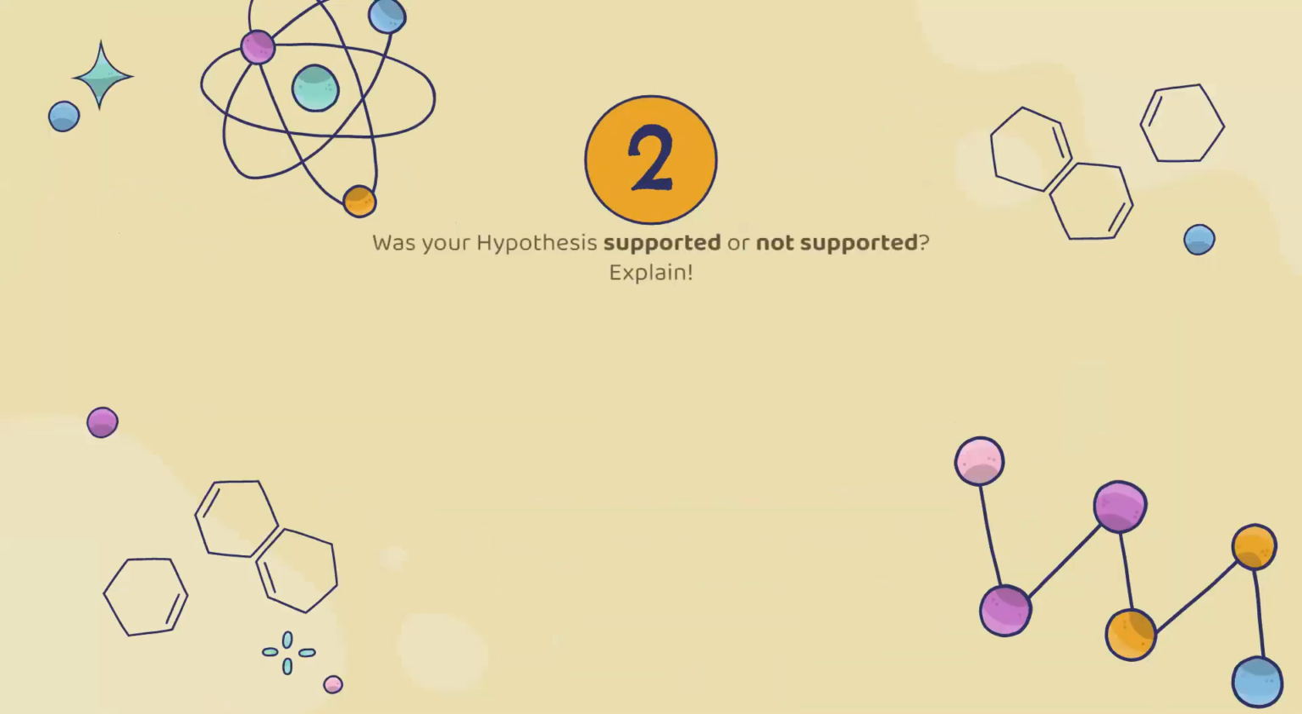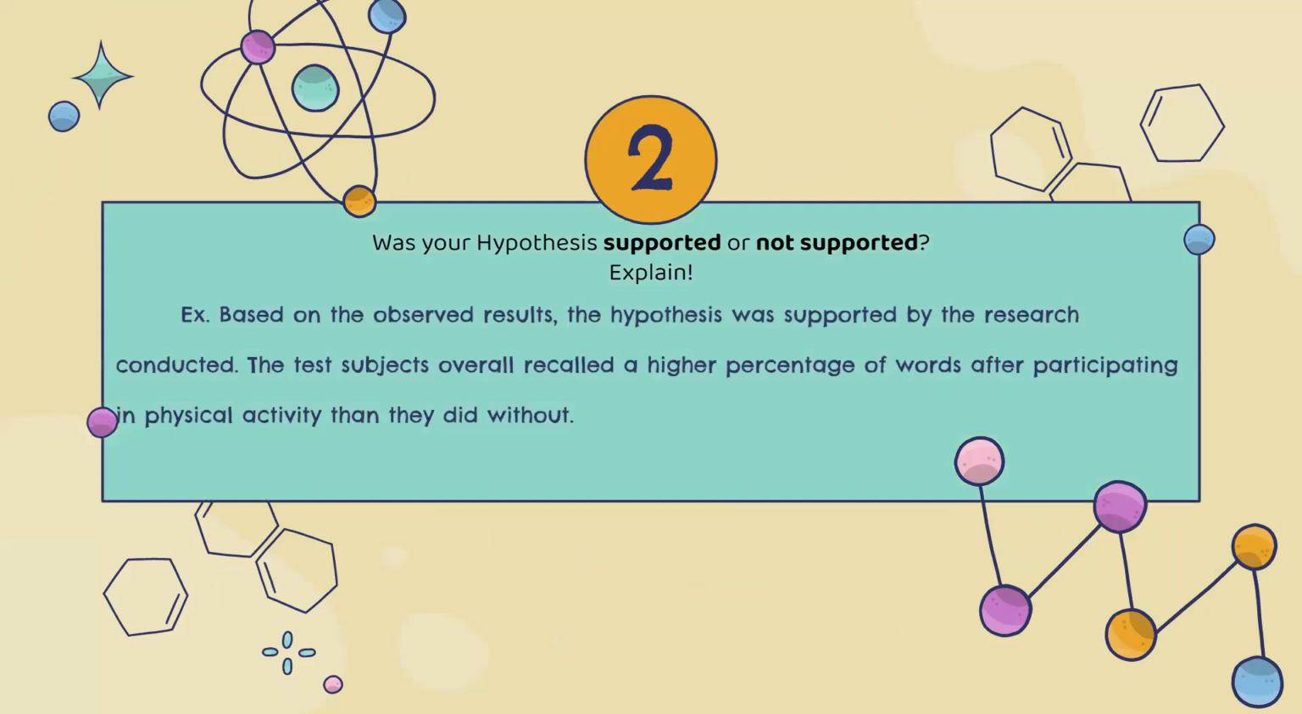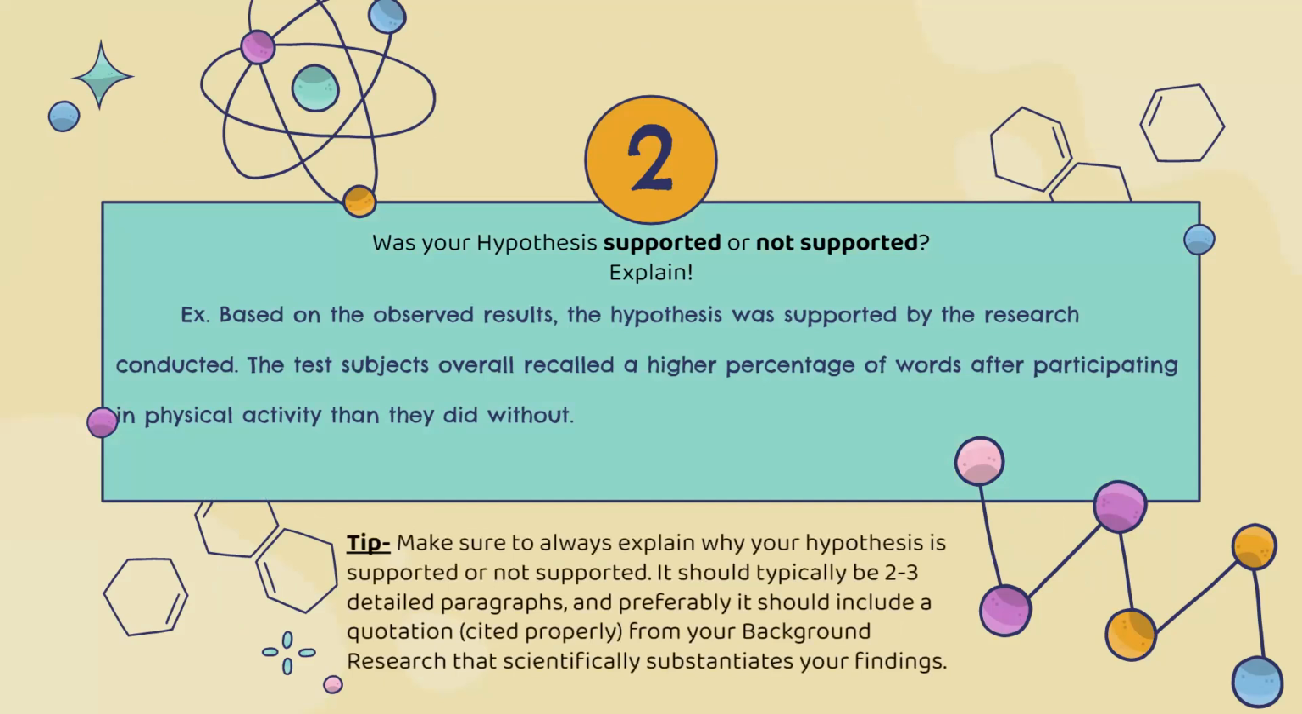Once you've restated your hypothesis, you can go on and say whether your hypothesis was supported or not supported. So here we have an example of the experimenter describing whether their hypothesis was supported or not supported by the research. And this initial declaration should be explained with 2 to 3 detailed paragraphs, and it preferably should include a quotation that is cited properly from your background research to scientifically substantiate your findings. Please note that when you use a quotation, it should be cited properly, both in text and at the end of your paper in the reference list in APA format.